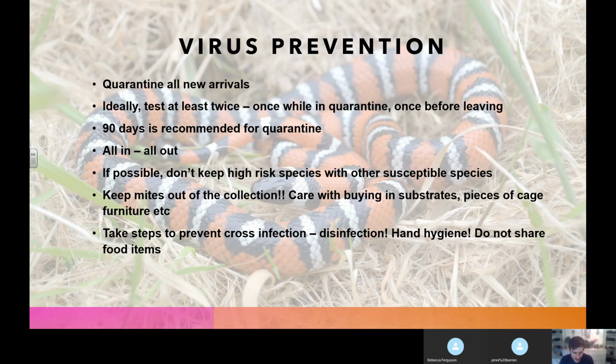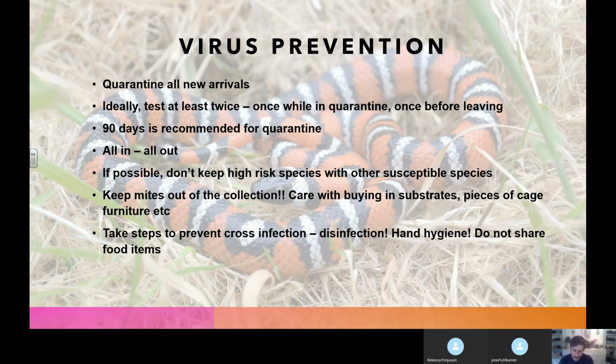And take steps to prevent cross-infection. As I say, disinfect, and practice hand hygiene between animals. Even animals long-term in your collection might have things that may cause you a problem a long time in the future. If you practice good hand hygiene and disinfect your feeding tongs and everything else, when you do have a problem in the future in some animals, you may find that it hasn't spread completely throughout your collection because you were very careful about cross-infection.